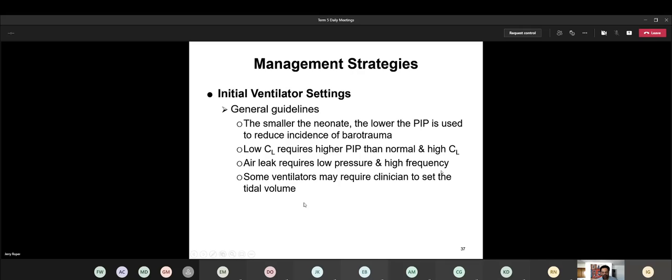And because we are always concerned about barotrauma, this is the main reason why most of your facilities are going to expect that you use pressure control to ventilate them. Air leak, no cuff.